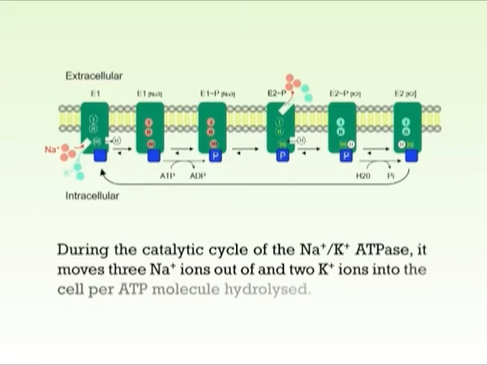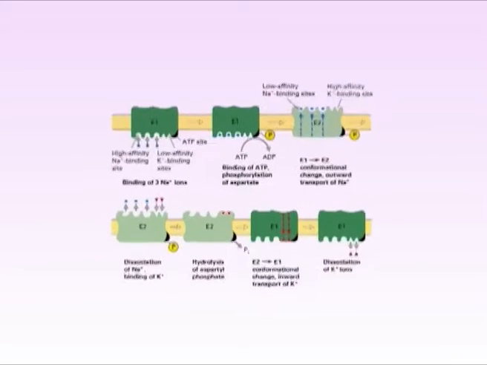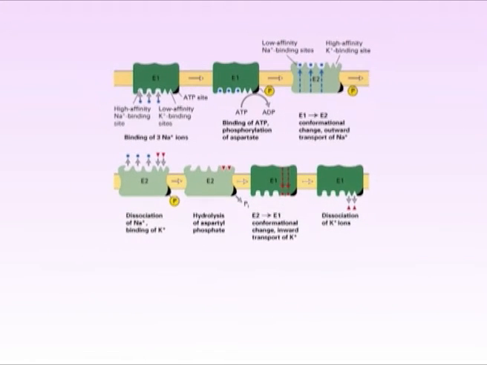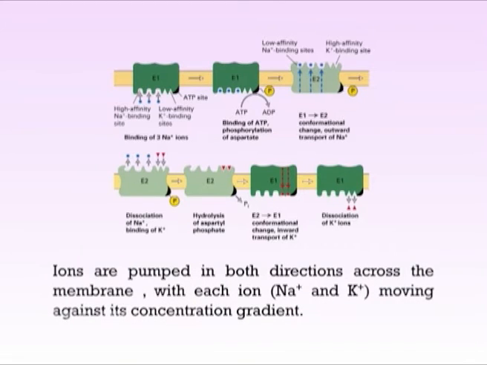During the catalytic cycle of the sodium-potassium ATPase, it moves 3 sodium ions out of and 2 potassium ions into the cell per ATP molecule hydrolyzed. The mechanism of action of the sodium-potassium ATPase, as outlined in the given illustration, is similar to that of the muscle SR calcium pump or SERCA, except that the ions are pumped in both directions across a membrane, with each ion, which is sodium and potassium, moving against its concentration gradient.